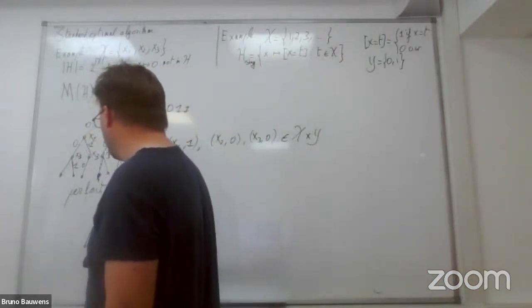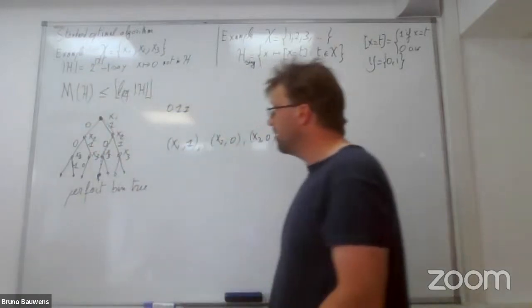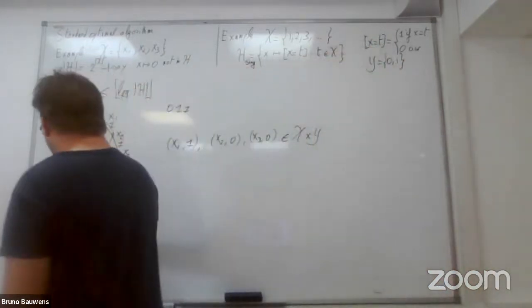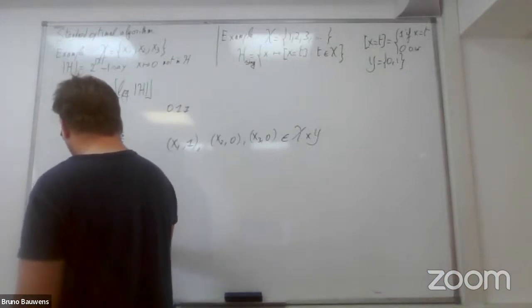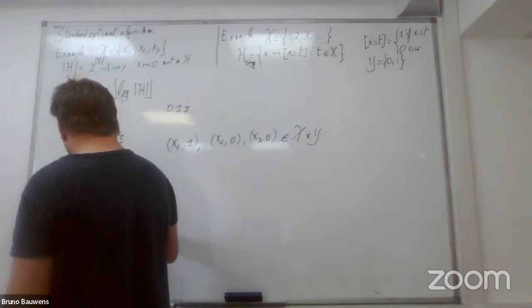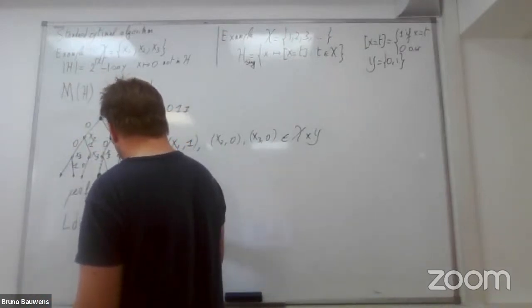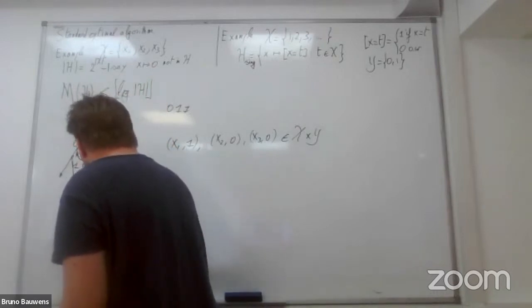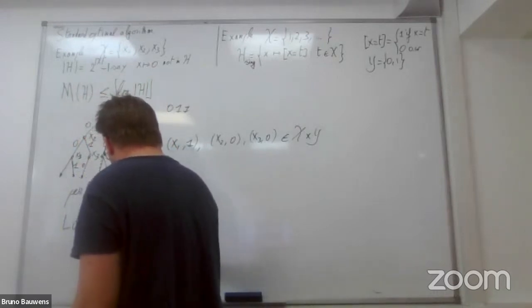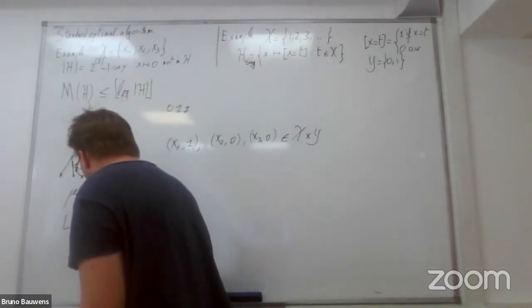And now I can tell you what the Littlestone dimension is. The Littlestone dimension of a class H is the maximal depth of a perfect binary mistake tree.